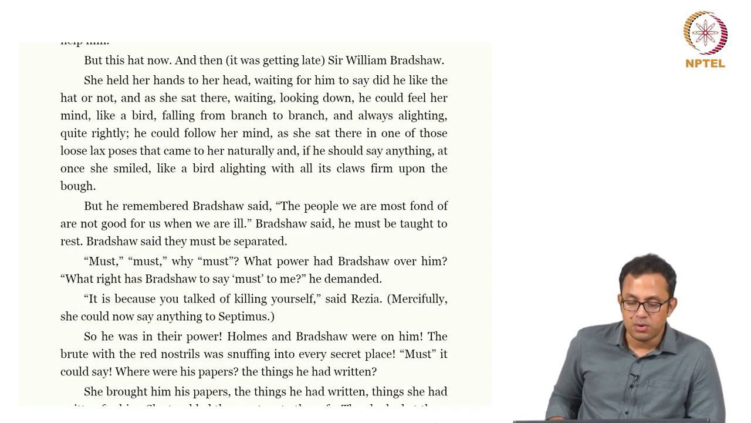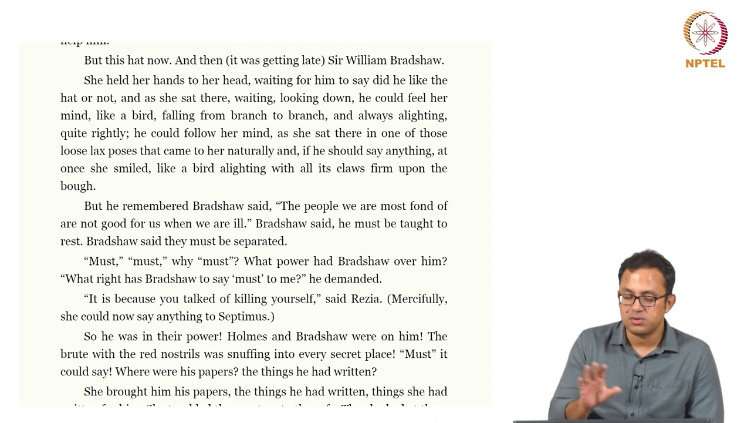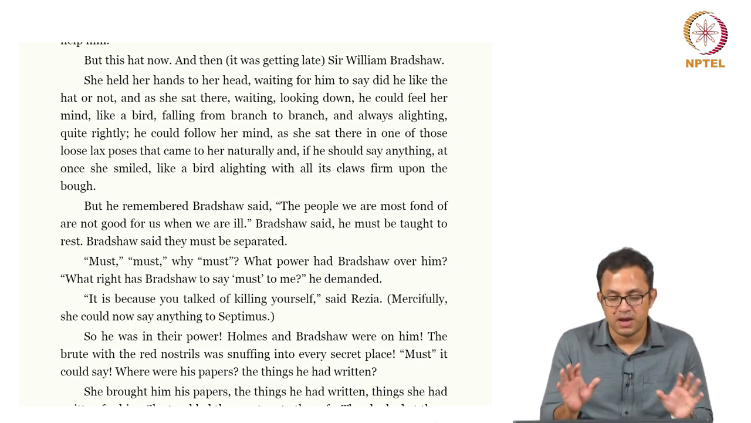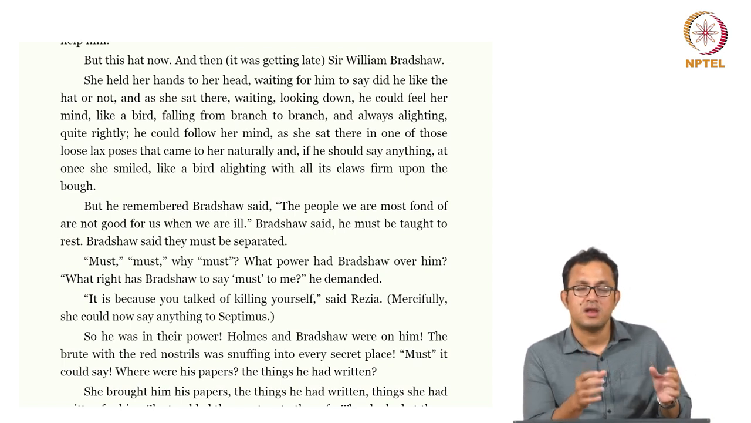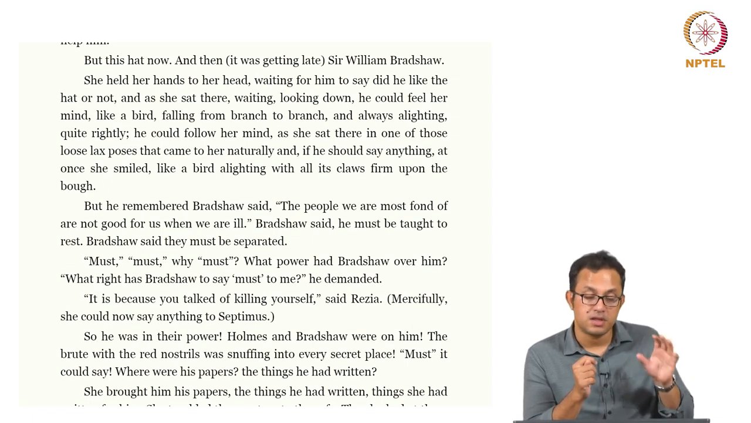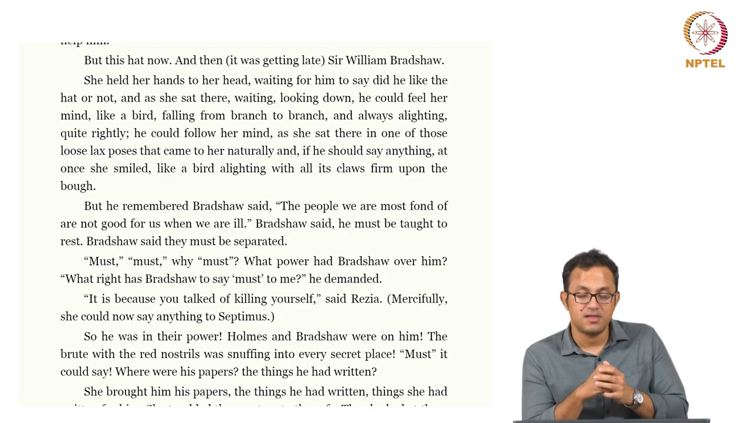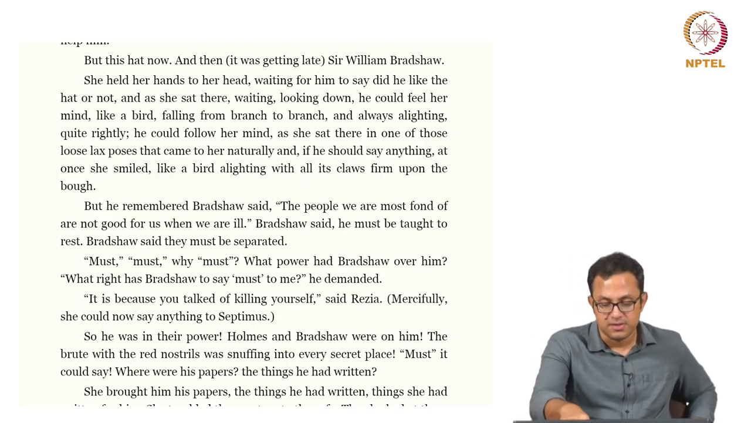So he was in their power. Holmes and Bradshaw were on him. The brute with the red nostrils was sniffing into every secret place. What were his papers and the things that he had written? So the whole idea of being away from family, being away from every loved one becomes important over here. Because Holmes and Bradshaw represent a lovelessness of the landscape. It's a very loveless landscape. So Septimus suffers, among other things, from lovelessness, right? And hence his entire morbid introspection and narcissism.